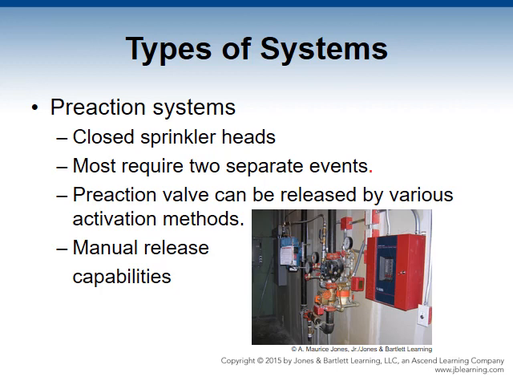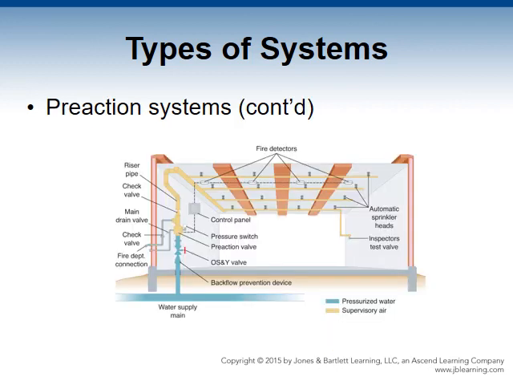Other operational features include activation of detectors in different zones before the valve releases the water. Basically, this is known as a cross-zone detection. The use of low air pressure to monitor a pipe's integrity. The use of high air pressure to hold the pre-action valve closed, and pre-alarms, trouble alarms, and supervisory alarms to indicate a change in the system status, as well as manual release capabilities. Again, here's another picture of a pre-action system.